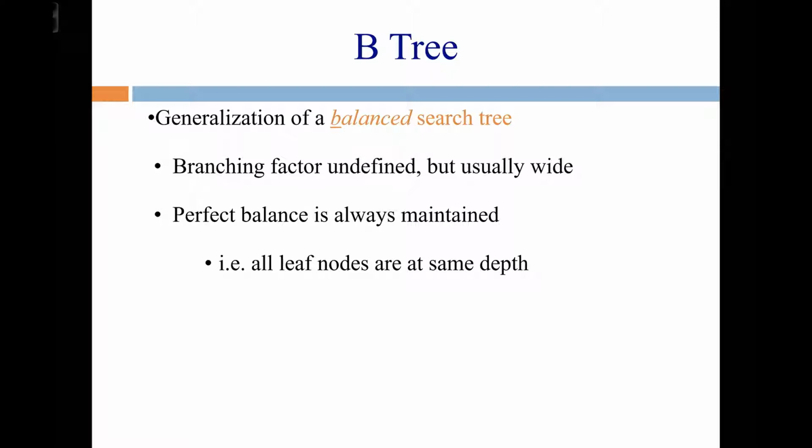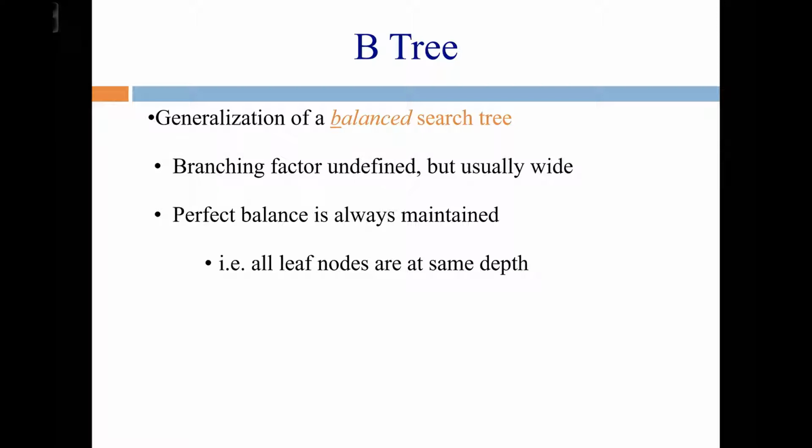The branching factor is determined by how many keys you can fit into a page. So depending on the size of the key, the branching factor will be either higher or lower, because you want one node to occupy an entire page. And the B there, balanced, means that these trees are always perfectly balanced. Or in other words, all of the leaf nodes are at the same depth.